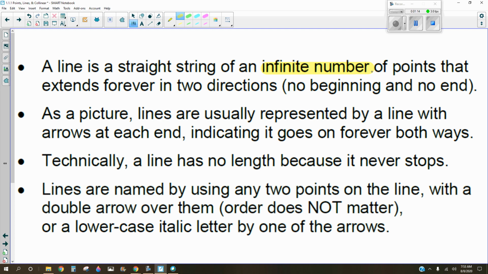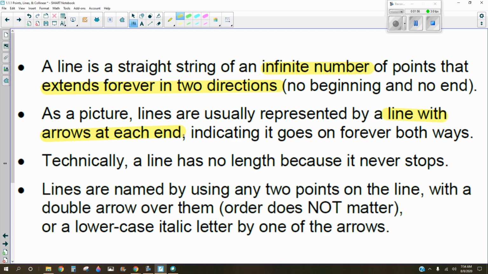The other idea about a line is that it extends forever in two directions. It goes forever to the right and forever to the left. There's no beginning or no end. We say there's no end points. In a picture, a line will be represented with a line with arrows at each end. And those arrows indicate the forever. So if you see an arrow on something in geometry, it means it keeps going, but we don't have enough paper to show it, so we just represent it with an arrow, okay?